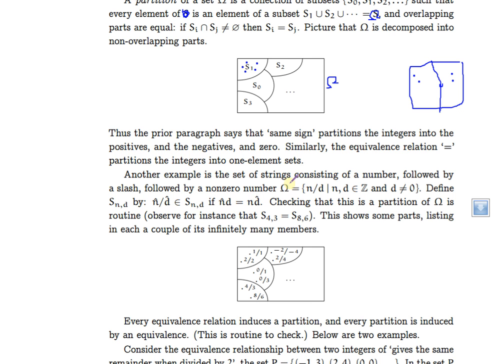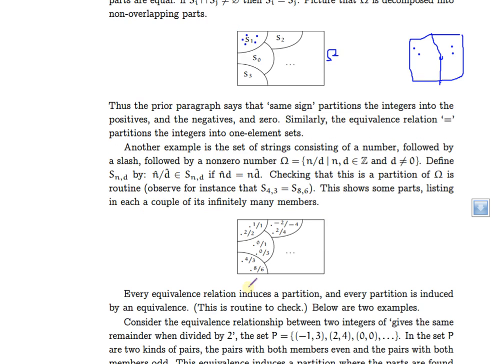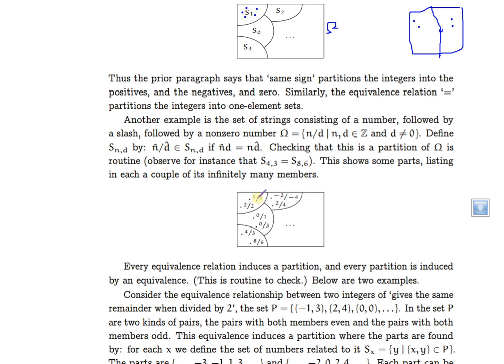Okay. So we can check that this is a partition of omega. For instance, S of 4/3 equals S of 8/6. You can show that 4 times 6 equals 3 times 8. And this shows some numbers in each subset of the partition. Now notice that what we're saying here is we're showing how to identify equal fractions. Every pair of numbers in this partition represents an equal fraction.